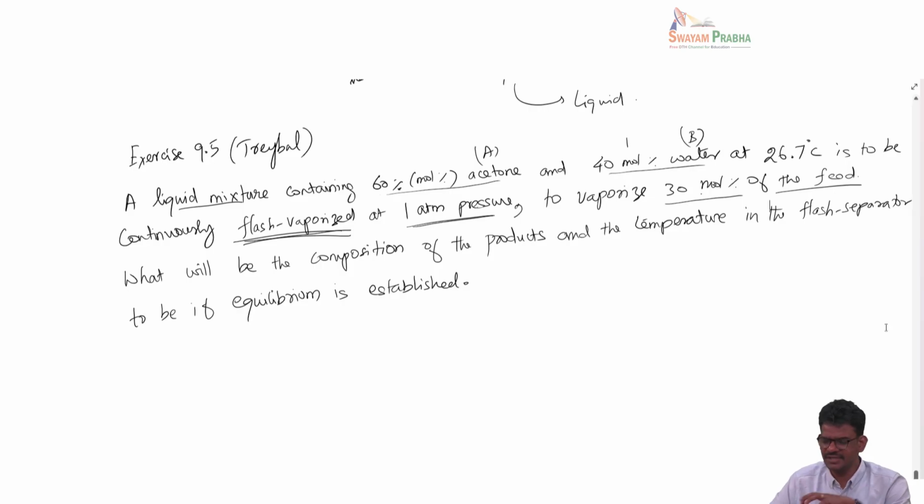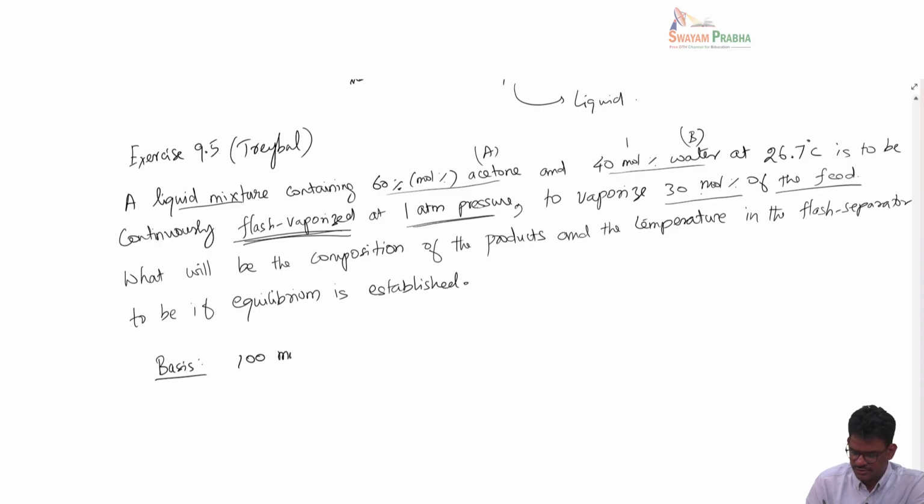Here you can see everything is mentioned in terms of percentage. The actual feed flow rate is not mentioned. So, what will we do? We will take a basis, say 100 moles or 1000 moles, so that it is easy to operate, because everything is given in percentage. We also need VLE data for this problem, which is not mentioned directly, but is available from the data books. So, first we will write the basis of 100 moles per hour of feed.